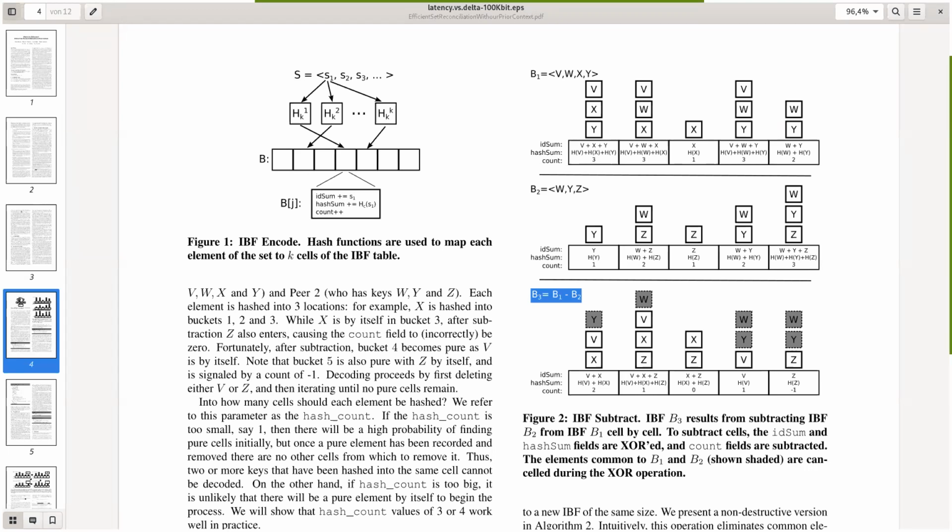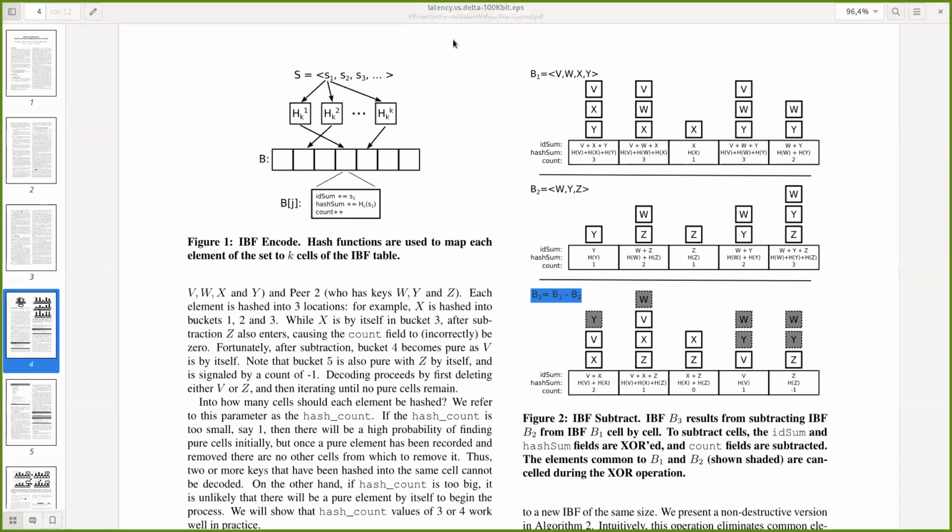The other questions are, how do you tune the strata estimator so that it's sufficiently accurate and doesn't give you too much overhead in its estimate? And then finally, they compare their difference digest algorithm and IBFs generally to other algorithms and look at what it's best for. So the answers to the questions are relatively straightforward.